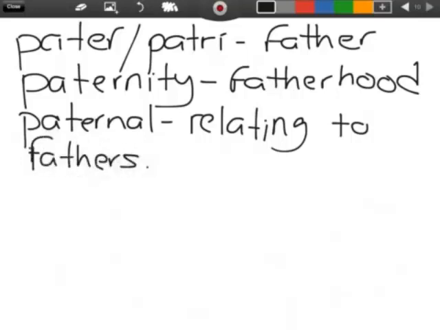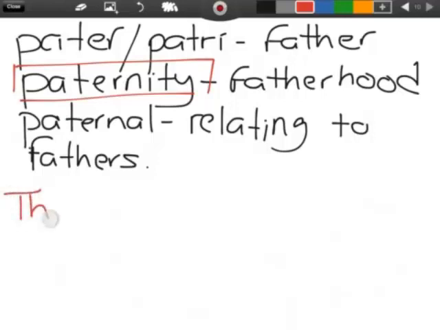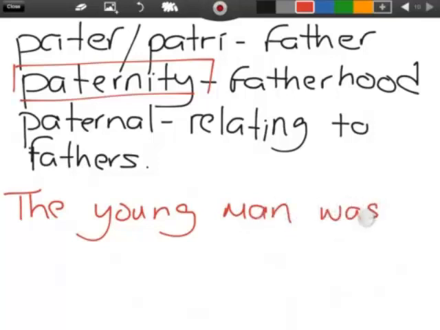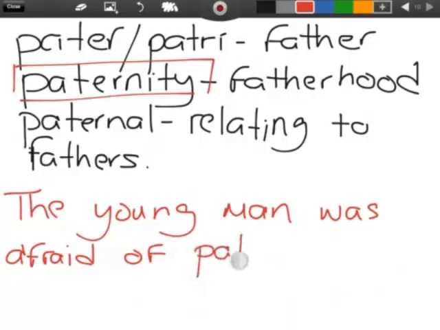I'm going to use paternity in a sentence, and I'm going to say, the young man was afraid of paternity. I'm going to read that to you one more time. The young man was afraid of paternity.